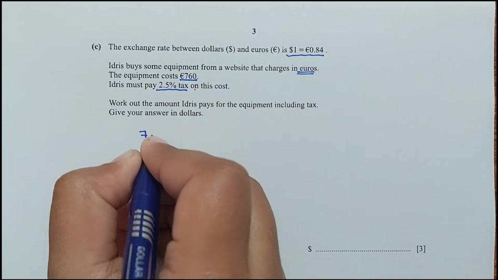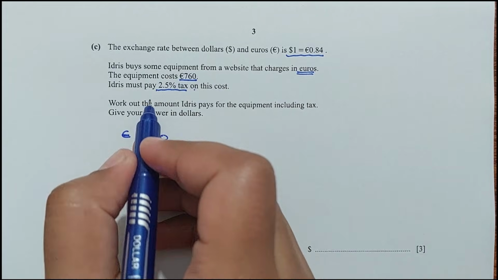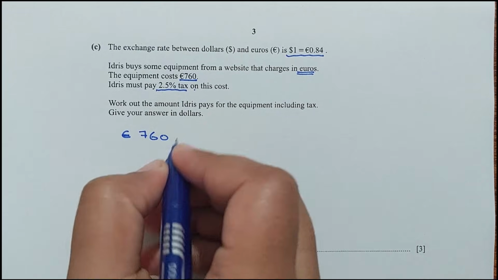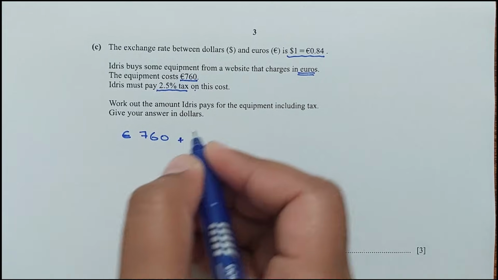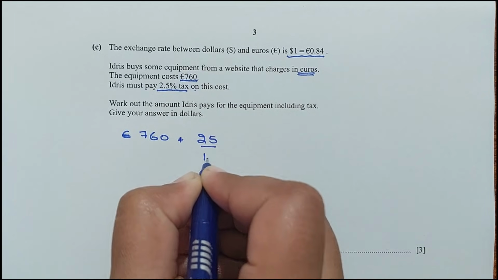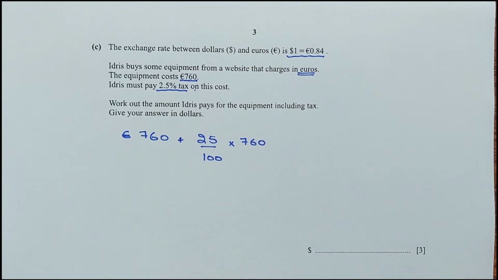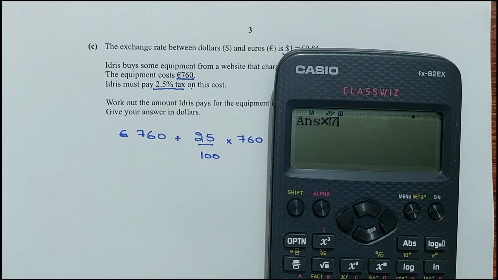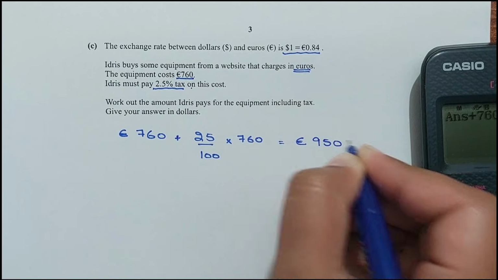So 760 euros. He pays 760 euros for the equipment and he must pay 25% tax on this cost. So first we have to find 25% of this and then add this amount. This would be the price including the tax. So 25% of 760 and add 760, 950, sorry, 950 euros is the price including tax.